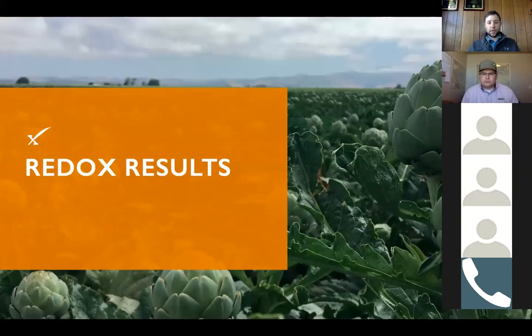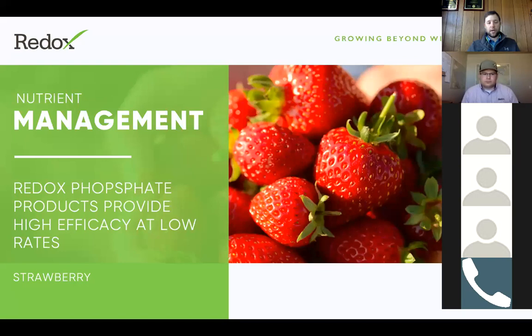Moving into some of our replicated Redox results here, we look at phosphate input. It's a major input in many different crops. And I think that some of the numbers that we'll talk about here, in terms of reducing units of phosphorus, can be kind of hard to conceive of, but we're going to talk about 3 key trials that we've done here showing efficiencies.